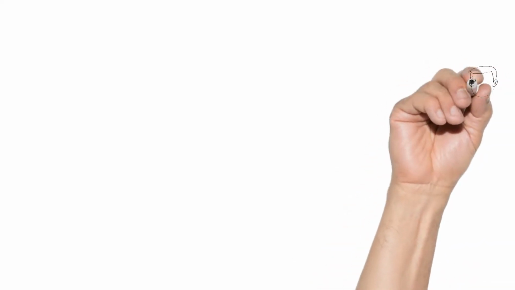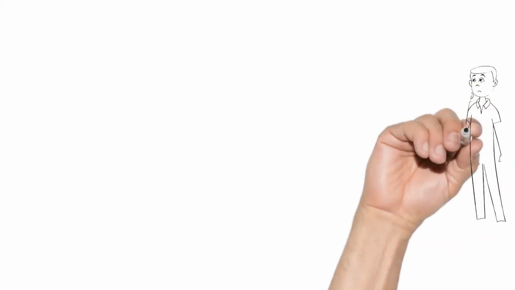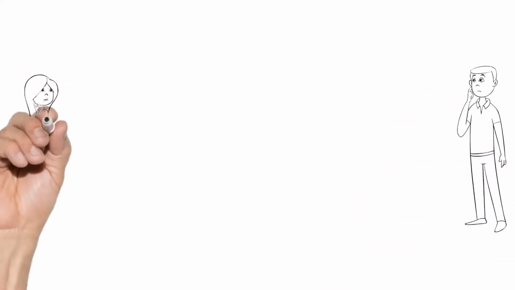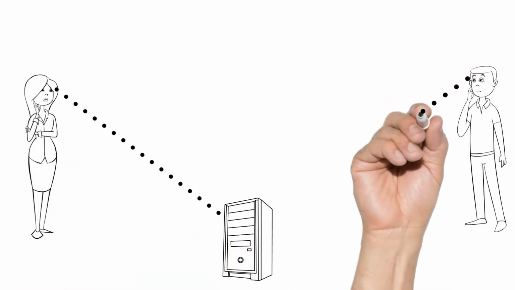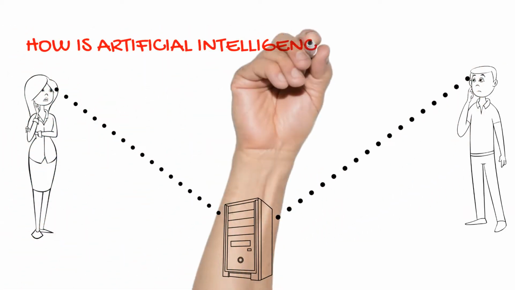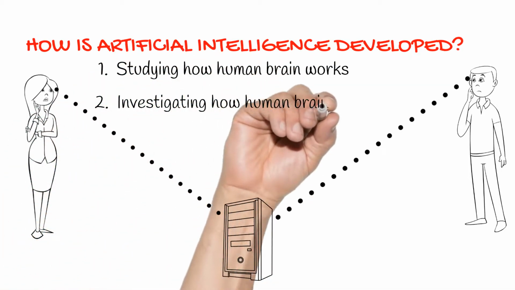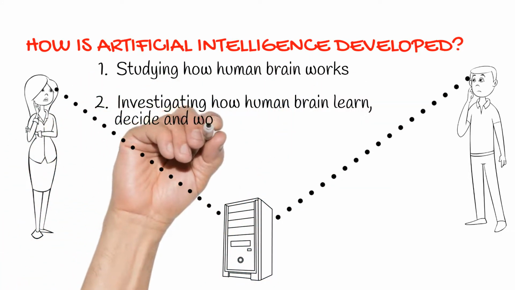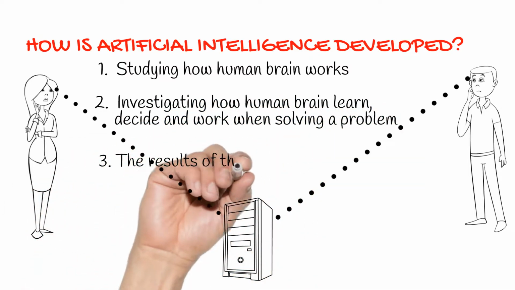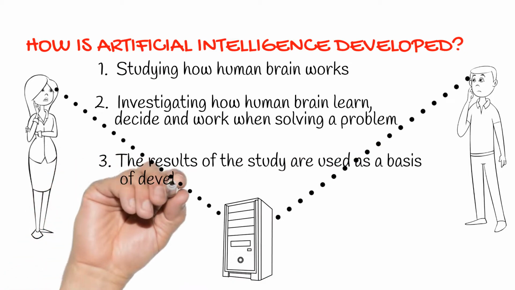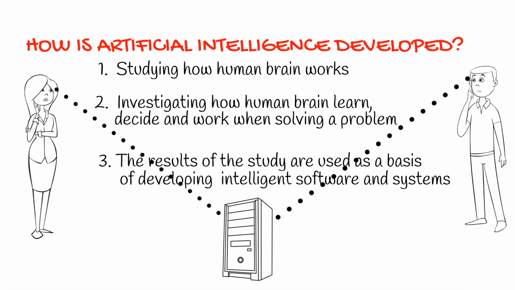Artificial intelligence is a way of making a computer-controlled robot or a software think intelligently in a similar manner the intelligent humans think. AI is accomplished by studying how human brains work and how humans learn, decide, and work while trying to solve a problem, and then using the outcomes of this study as a basis of developing intelligent software and systems.